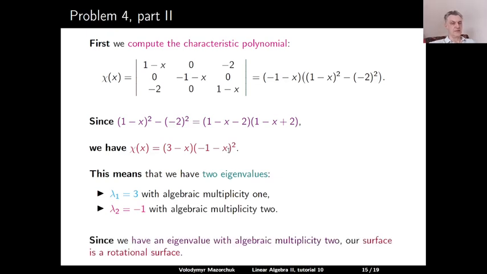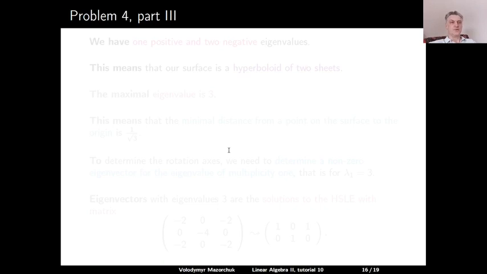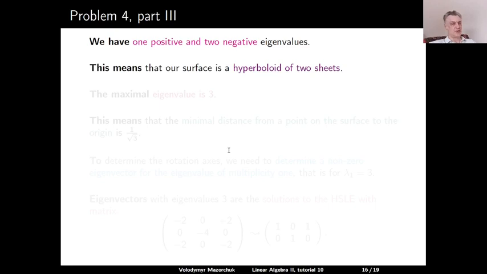Since we have an eigenvalue with algebraic multiplicity 2, this means that our surface is a rotational surface. Also, we know that we have one positive eigenvalue, 3, and two negative eigenvalues, minus 1 with multiplicity 2. This means that our surface is a hyperboloid of two sheets.